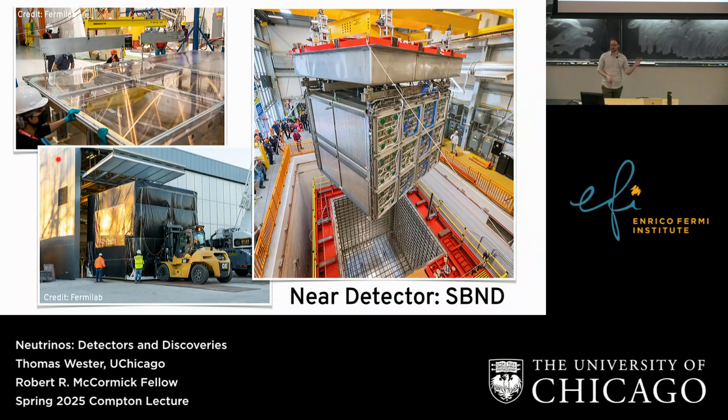This was then not moved very far, but it was brought from one side of Fermilab to the other. So here it is on a forklift being moved into position into the building, and then finally into the place where it could be filled up with liquid argon. So it was mounted to this crane and then lowered into this tank.